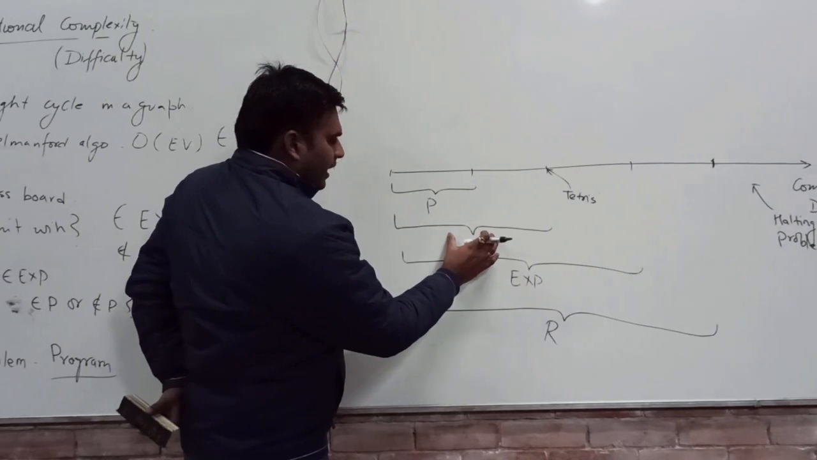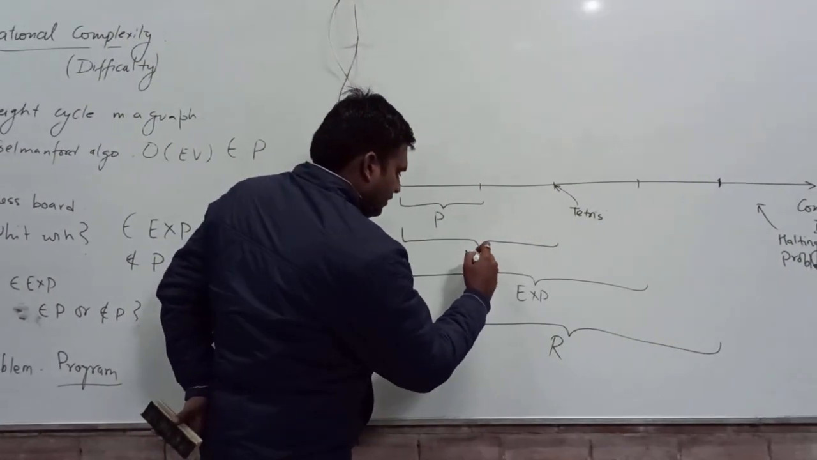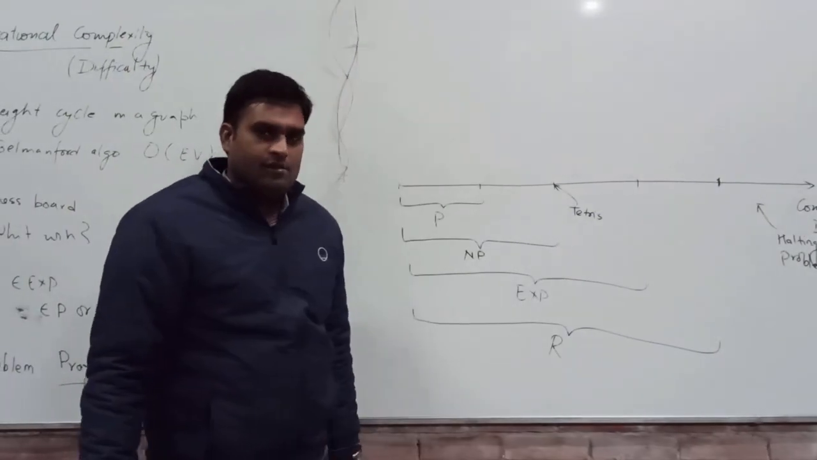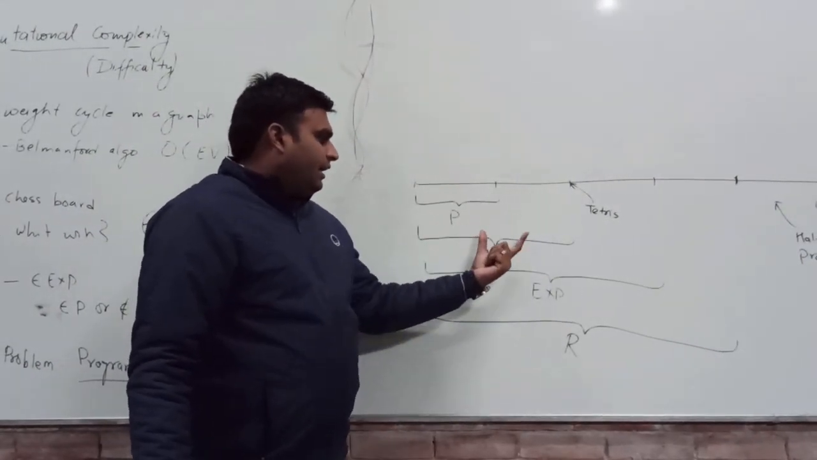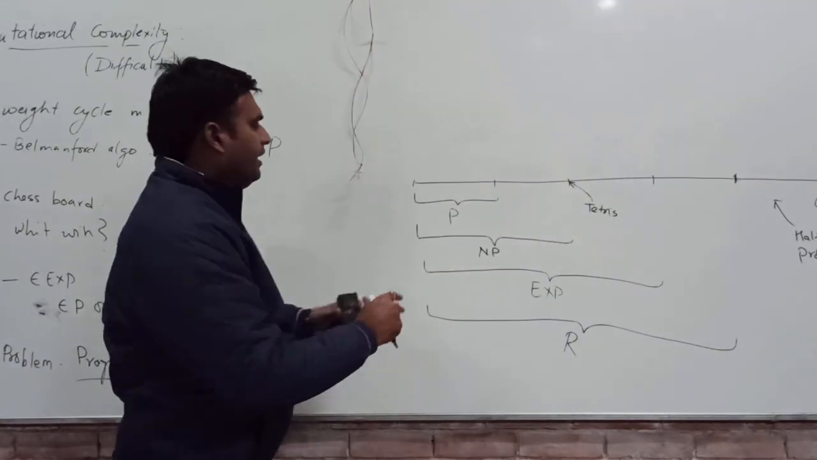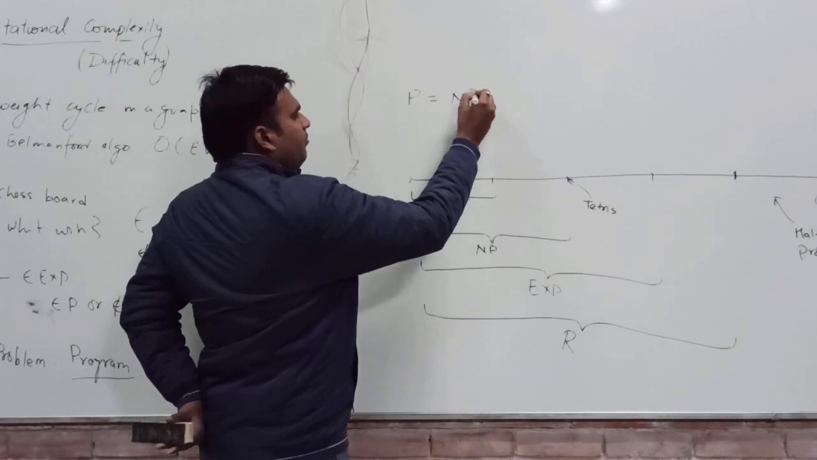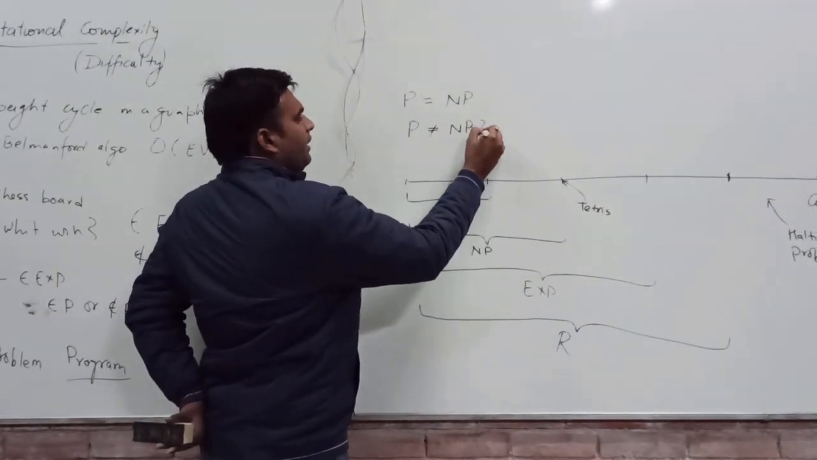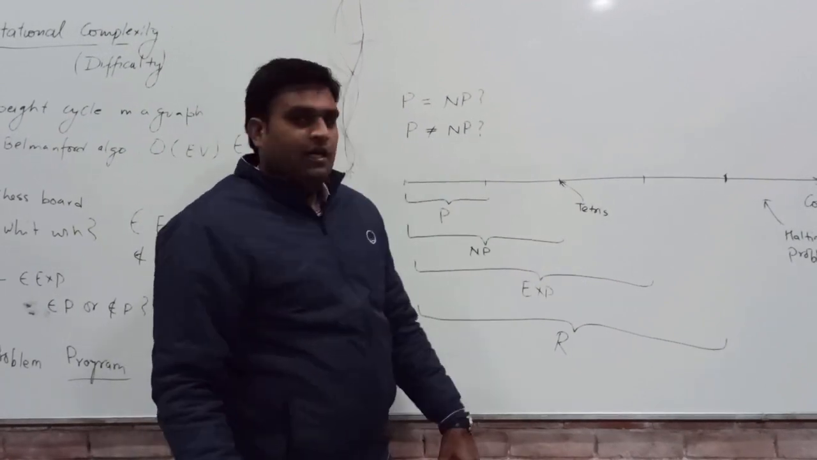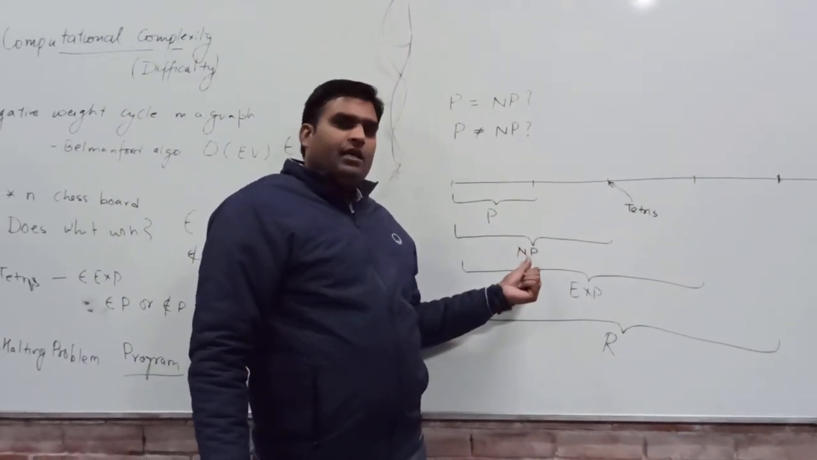This class after P is called the NP class. The problems lying here are called NP. The biggest question is whether P is equal to NP or P is not equal to NP. In the next class, we will be discussing this and we will be defining NP in more detail.